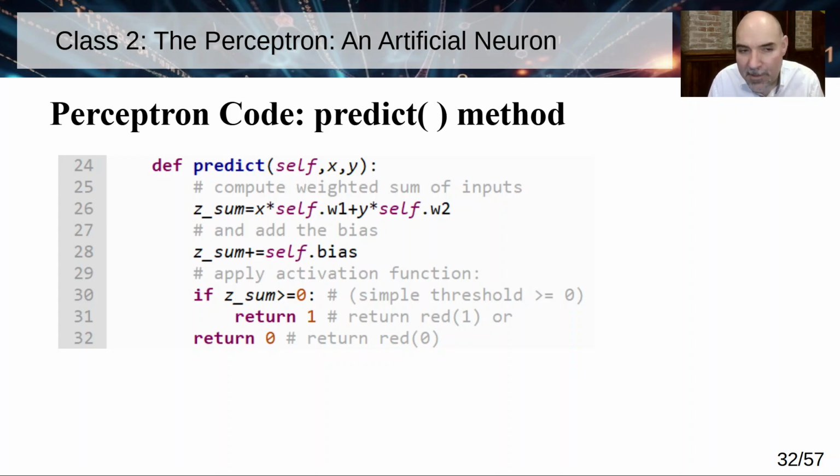So this is just exactly what we had in our diagram in our predict function. We're feeding in an X and a Y, and it's outputting a 1 or 0. And how does it get those 1s or 0s? Just by multiplying the weights times the inputs and adding the bias and then running that through that simple threshold activation function.